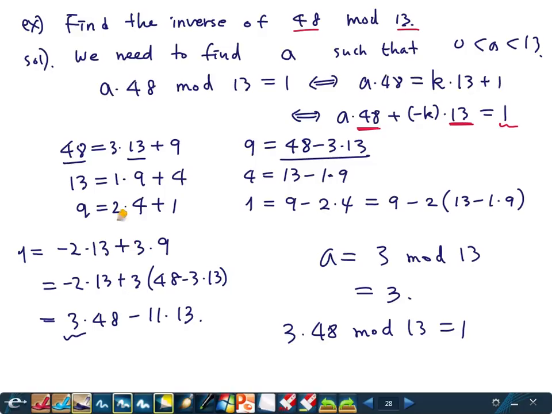It is important to take a mod 13 at the end. In this case, it doesn't make any difference, but sometimes it is a big difference. For instance, I'm going to do the same thing with their roles reversed. I'm going to do this on the next page, but any question before I move on to the next page?